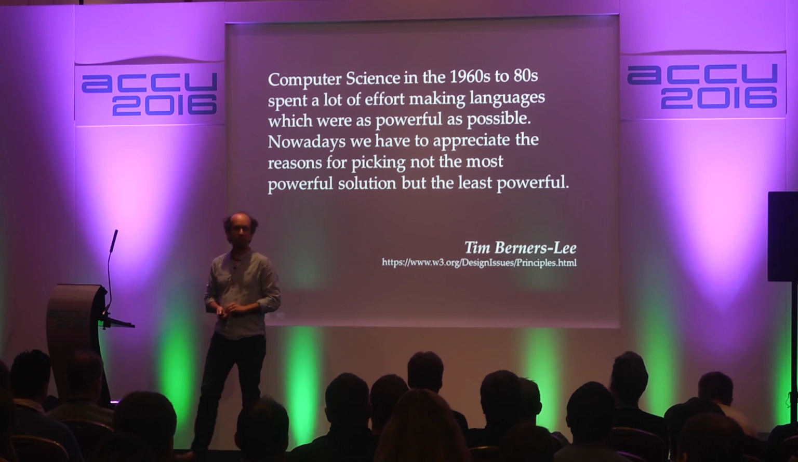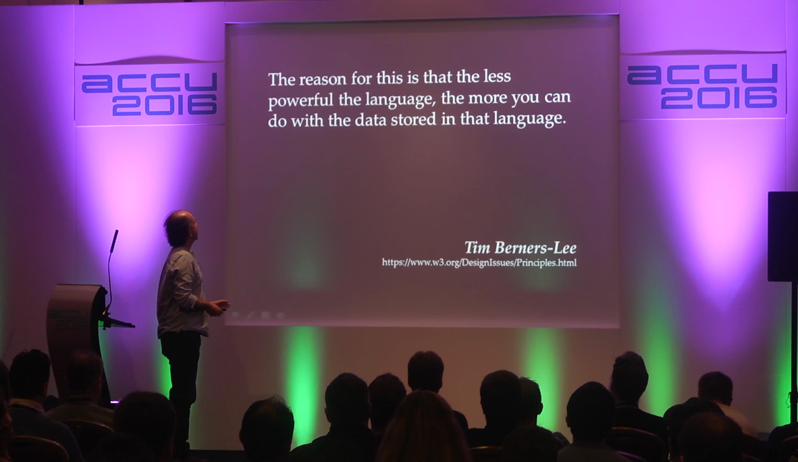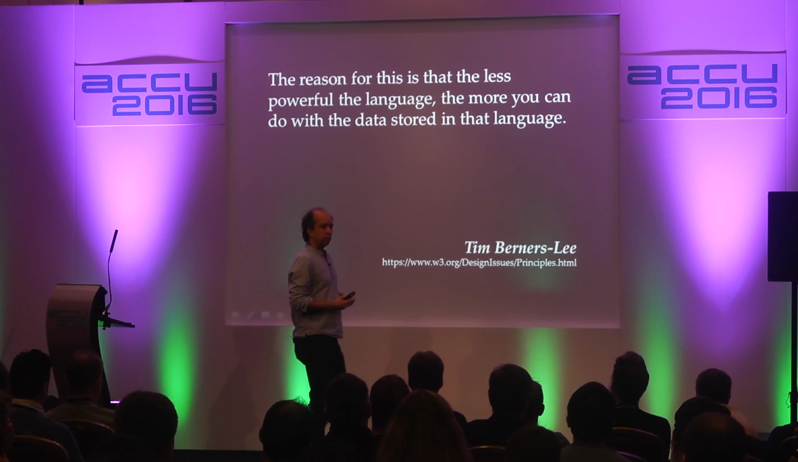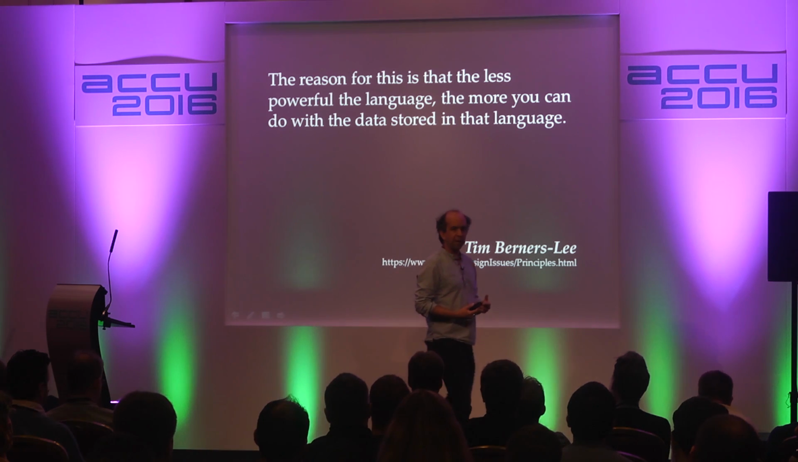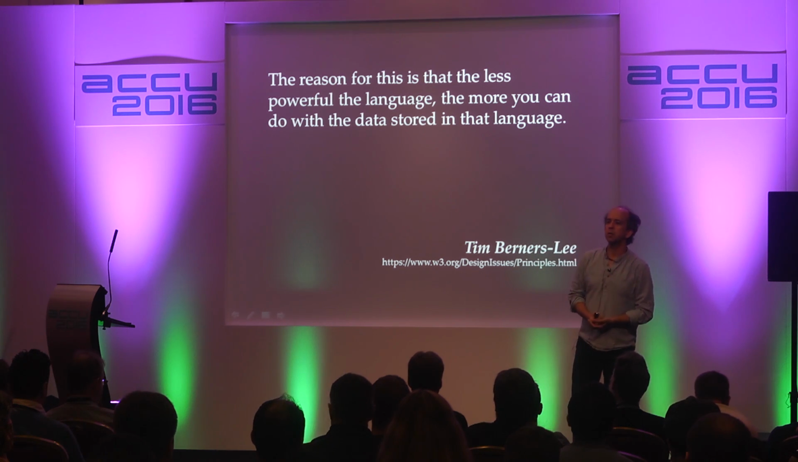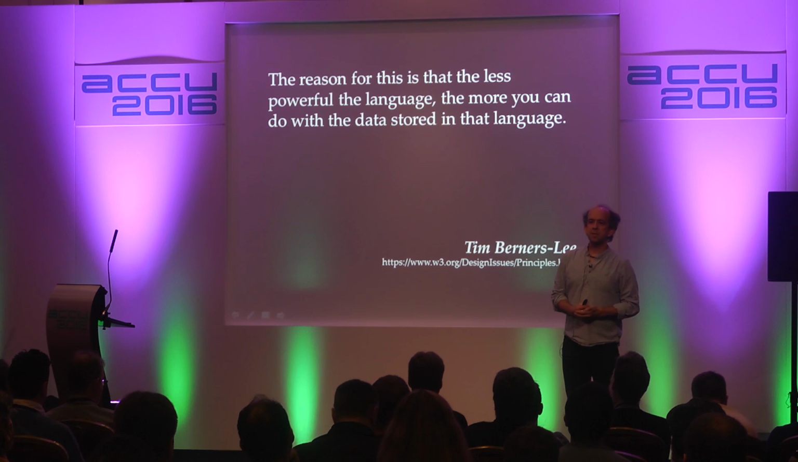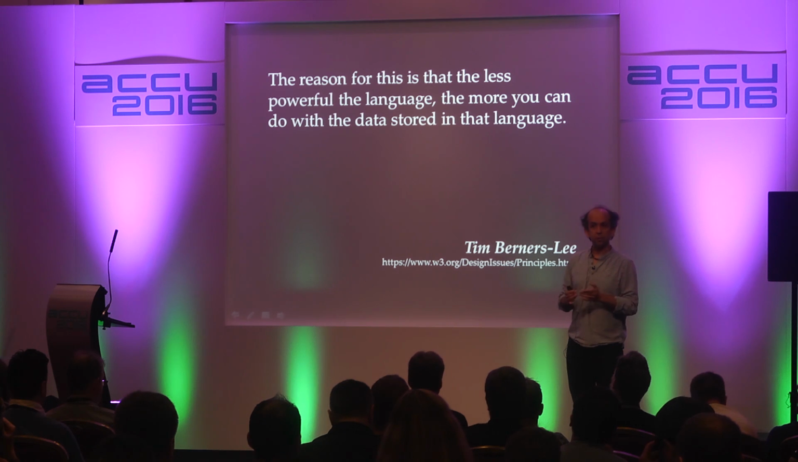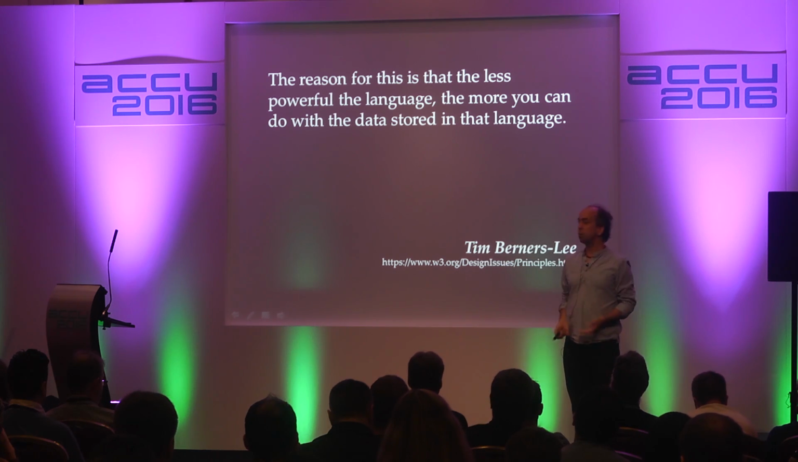Nowadays, we have to appreciate the reasons for picking not the most powerful solution, but the least powerful. The reason for this is that the less powerful the language, the more you can do with the data stored in that language. There's this idea of increasing the power. You know, you can become omnipotent within the code. The trick here is obviously something has to be omnipotent, but maybe it's not the bit you think it is. Maybe you need to leave the clever stuff to something else, or have a very simplified form of representation, and optimize and organize around it.